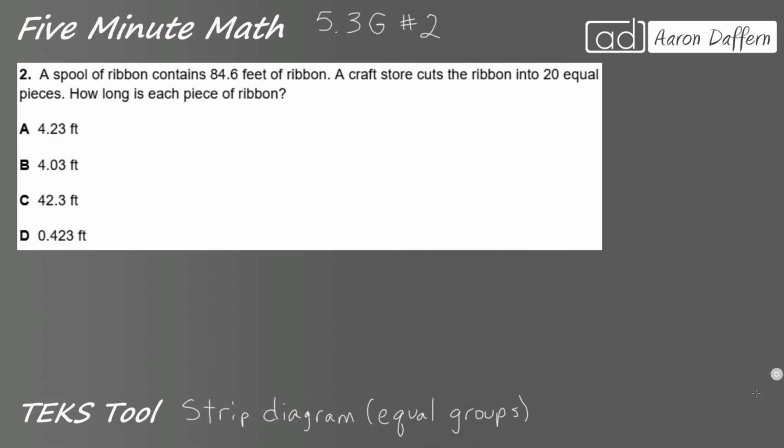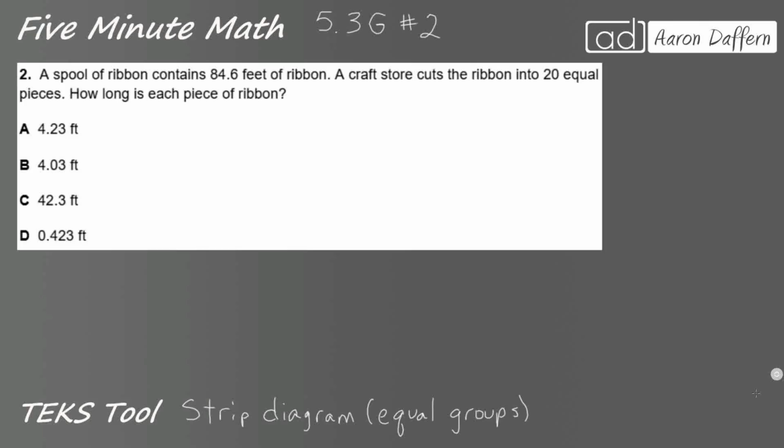Today we are looking at the TEKS tool strip diagram. We are working with equal groups with a problem related to TEKS 5.3g, and we will solve it in 5 minutes or less. If you haven't done so already, please go ahead and take a moment to pause the video, work this problem out on your own, unpause it, and we will look at our answers together.